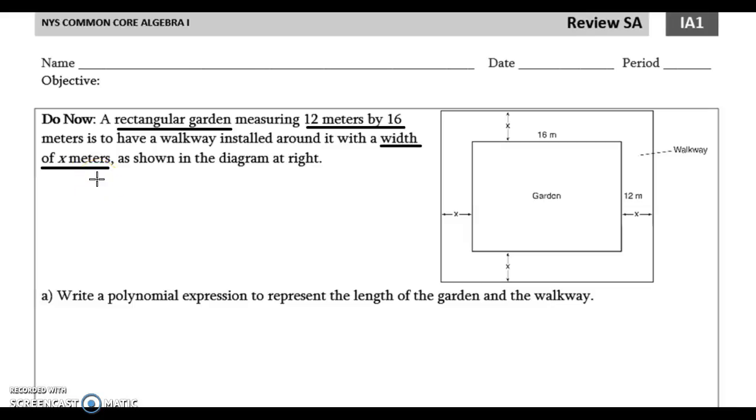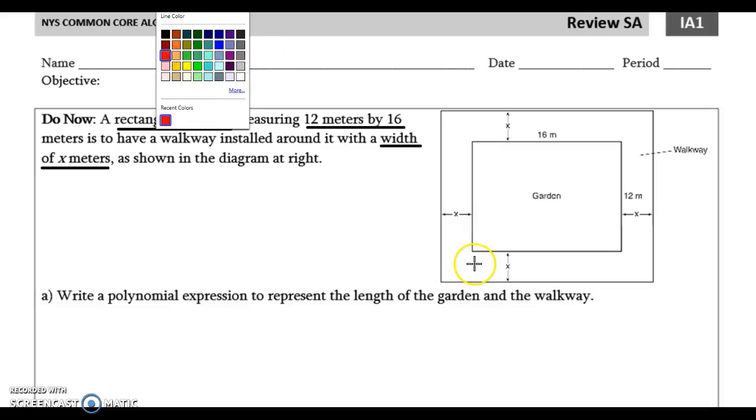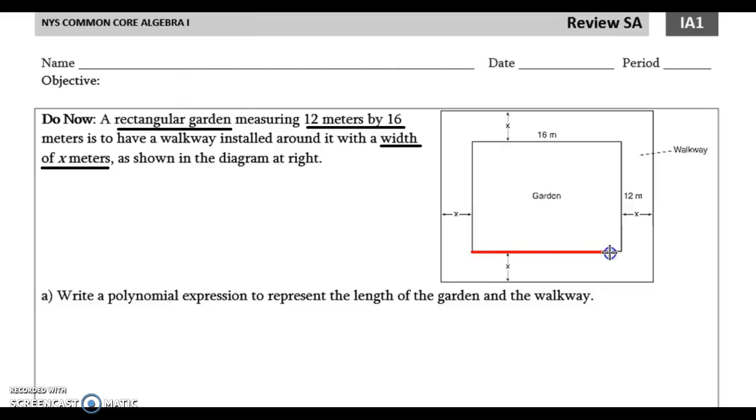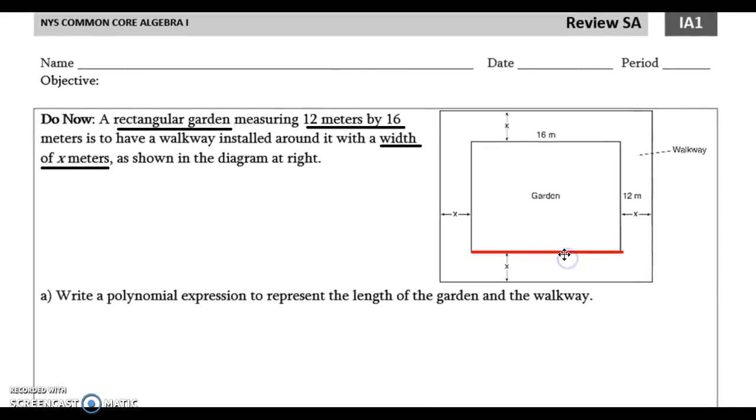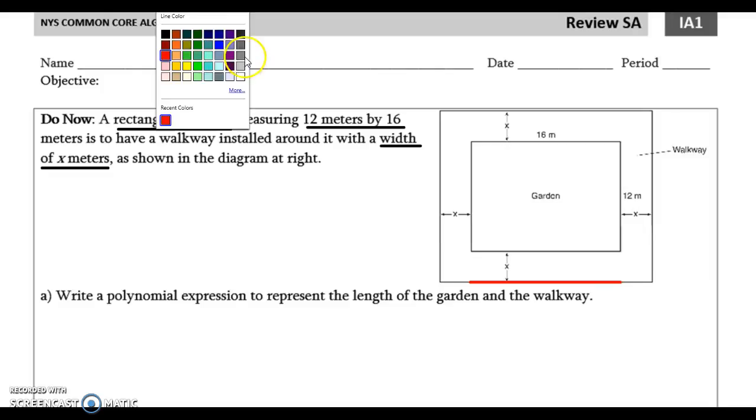The first part asks to write a polynomial expression to represent the length of the garden and the walkway. Well, the length is composed of three different parts. The first part of the length is the 16 part. That's from here to here. The next two parts are going to be the walkway. And you can see that from the edge of the walkway to here, and from the edge of the walkway to here, are both the same amount. They're both X. So I'll fill those in a different color.